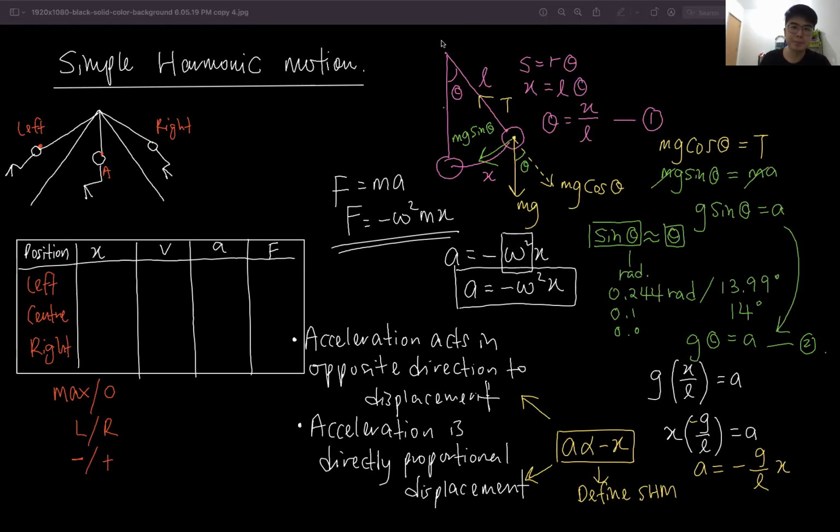Okay, now example. For the displacement, when the position is at the left side, what happens to the displacement? The displacement has a sign, right? So anything to the left is a negative, anything to the right is a positive. So the displacement is negative, and at the left, this point is the maximum displacement. So I'm going to write here max, and then minus. Okay, now I'll give you 1 minute. You try to fill in this one, and I will write down the answers after that.